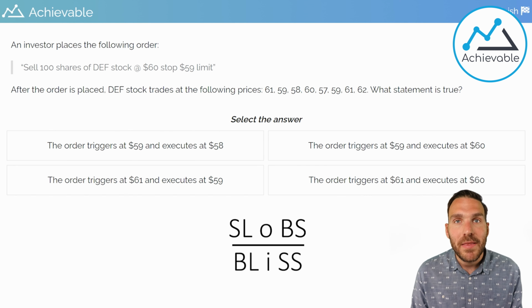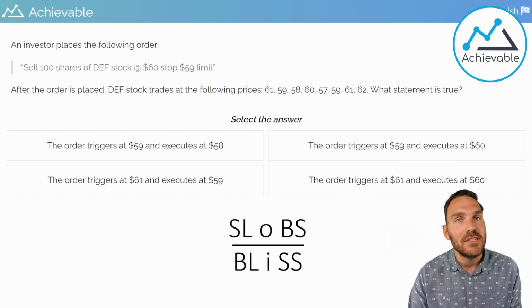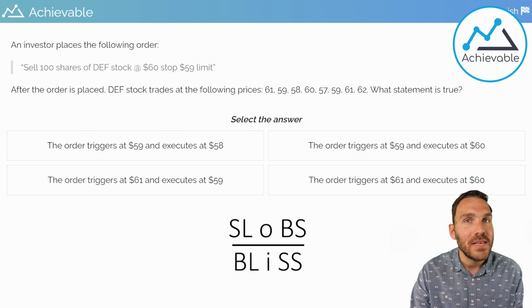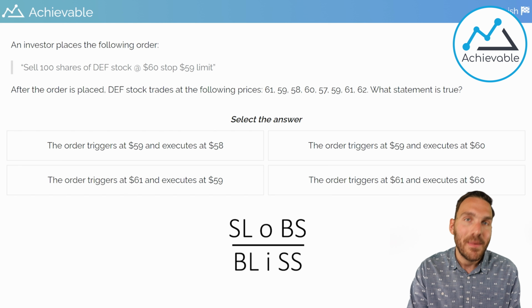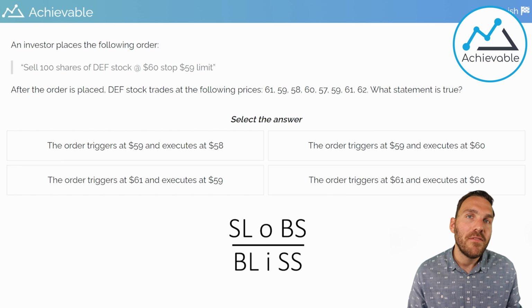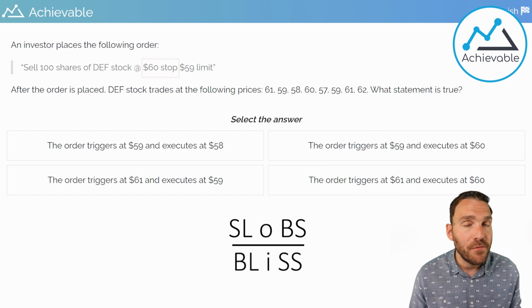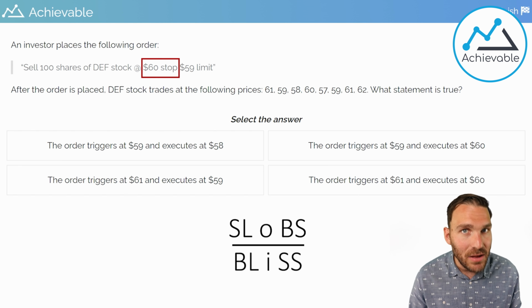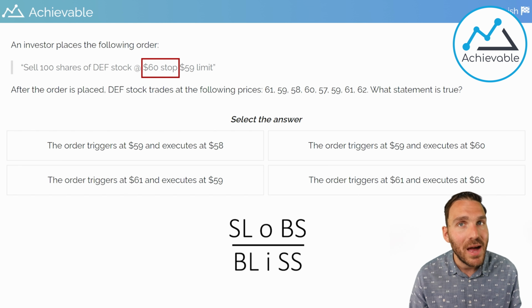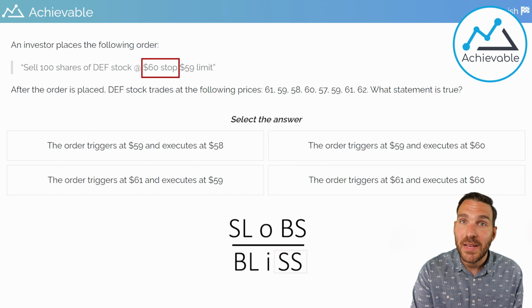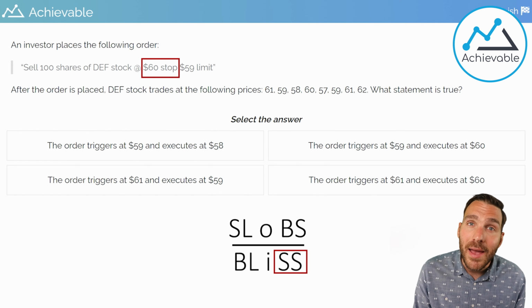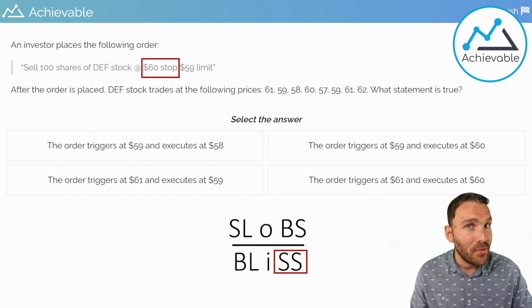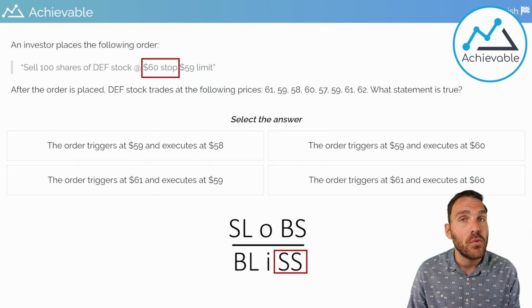Now, what's interesting about this order is that we have 2 prices specified. It is a sell 60 stop, 59 limit. So we have 2 different prices specified for the 2 different parts of this order. The first thing we're going to focus on is the sell stop portion. So we have a sell stop at 60. SS, which stands for sell stop, is below the line. So that tells us we need to see the price of 60 or below for this order to trigger.